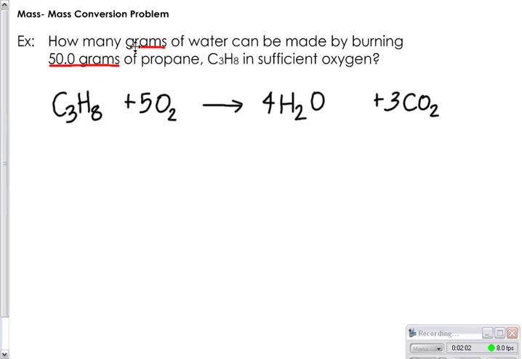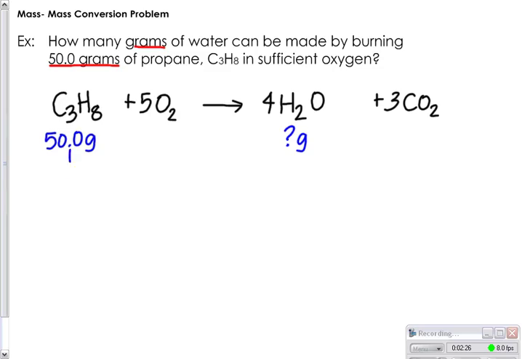Then to get started on the stoichiometry part of the problem, you want to put in your unknowns and your knowns. So if you read, you're looking at how many grams of water. That is your question mark under the water with a gram symbol. You do know that you have 50.0 grams of propane. And this will give you your starting and ending point for your path.